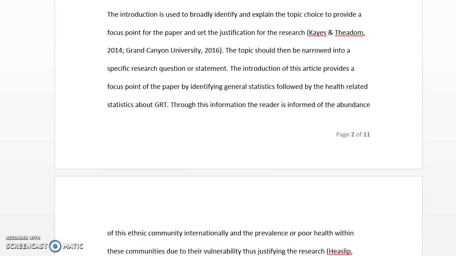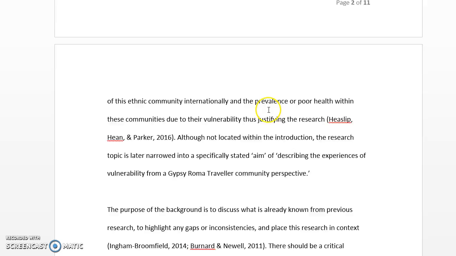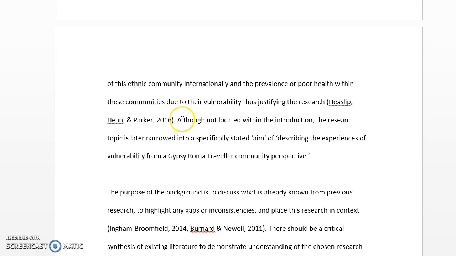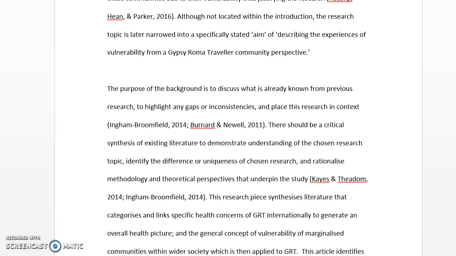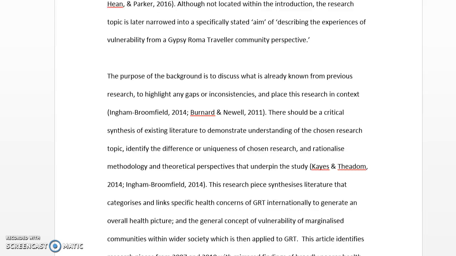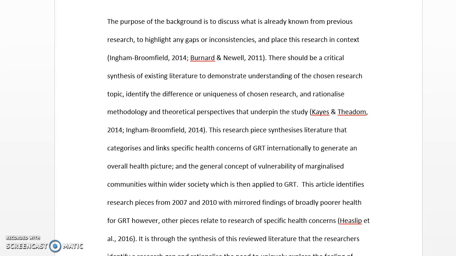She then goes on to talk about the introduction, tells us what should be there. Lovely. Then she tells us what is there, and then here's her critique. Although not located within the introduction, the research topic is later narrowed into a specifically stated aim. There you go. So she's critiqued that, it probably would be good to be there so that we actually know the aim of the research.